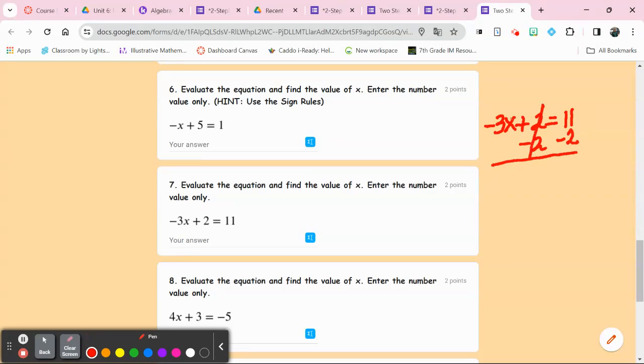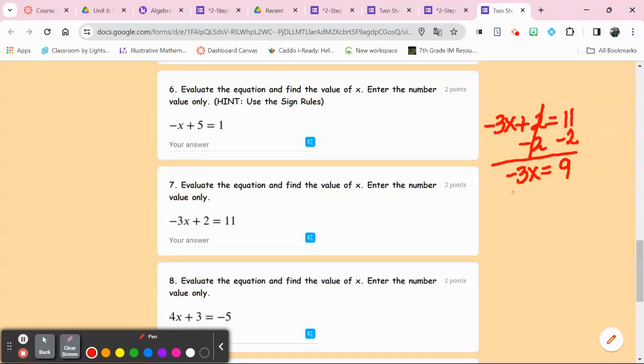That cancels out, giving us 0. And we have negative 3 times x equals 9. That's 11 plus negative 2. Different signs. We subtract. We have more positives. So we have a positive 9 on that side.